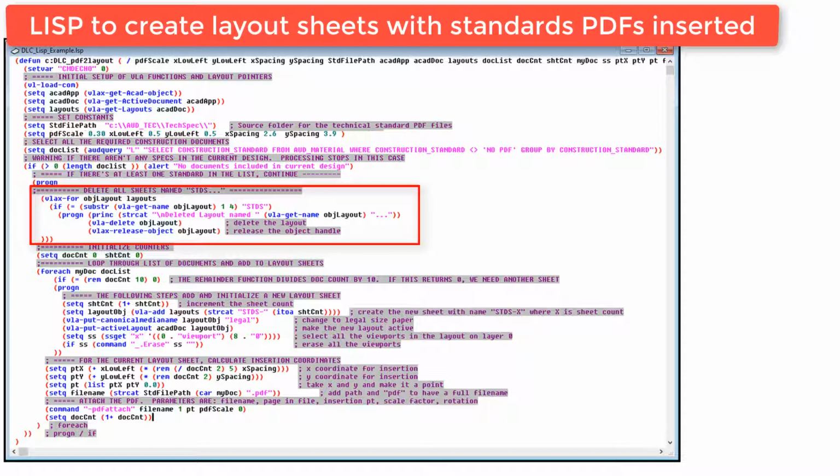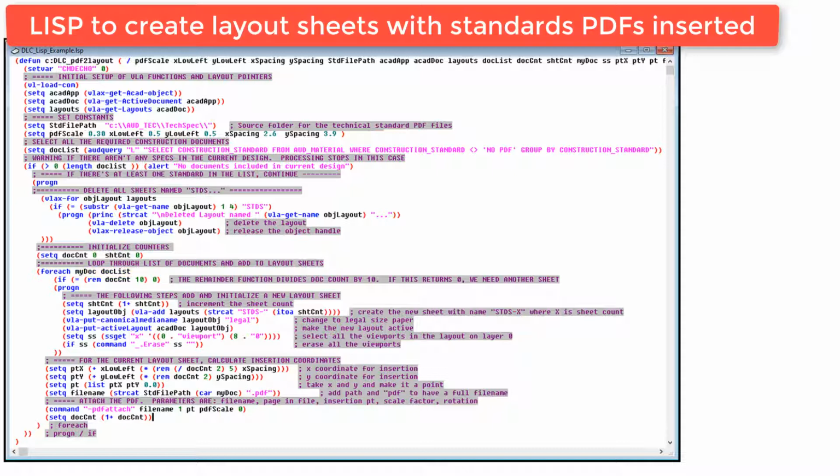Each loop looks at the left 4 characters of the layout name to see if it equals STDS, and if so, it deletes the layout. Next, I initialize 2 counters, one for the current document and one for the current layout sheet. Now I loop through the document list, just like I did in the previous version of Lisp.